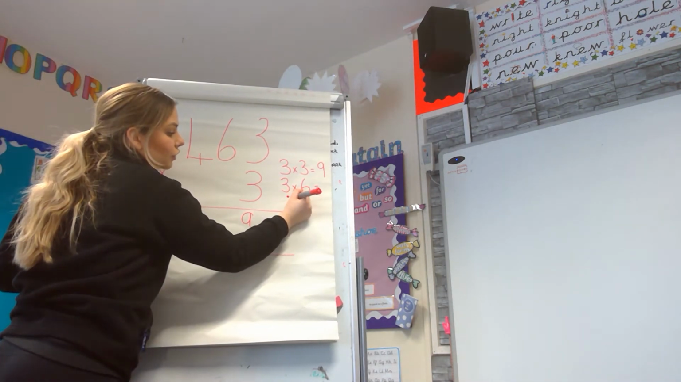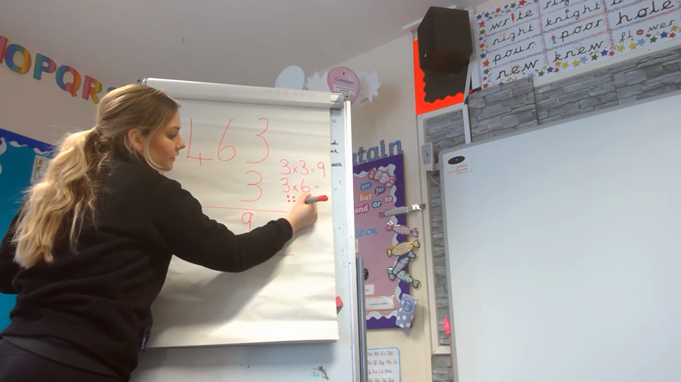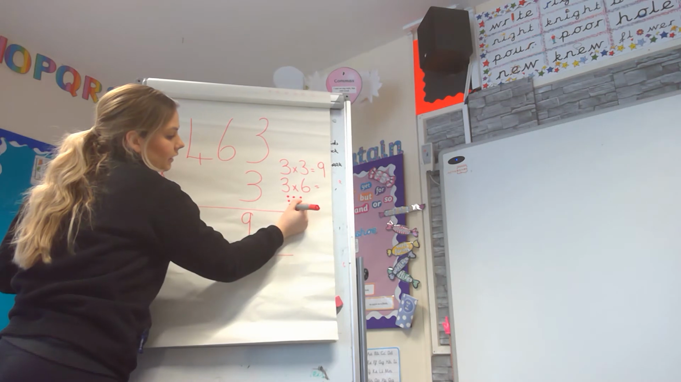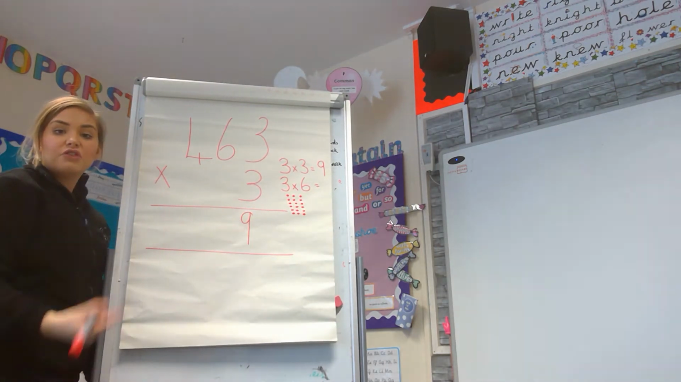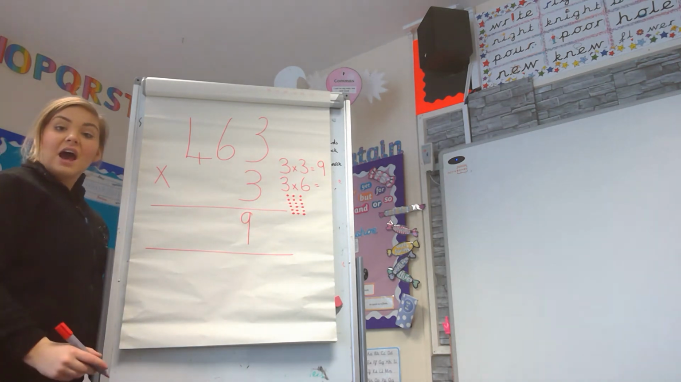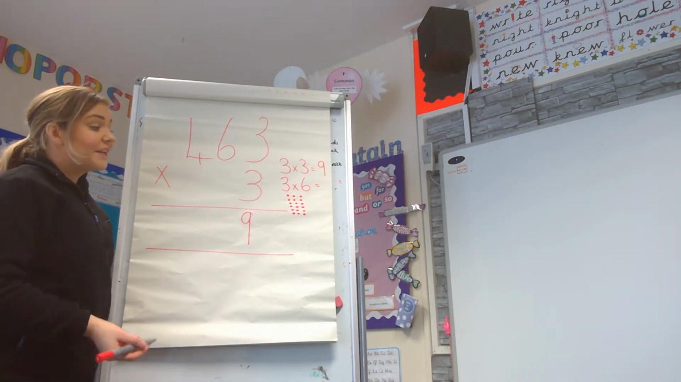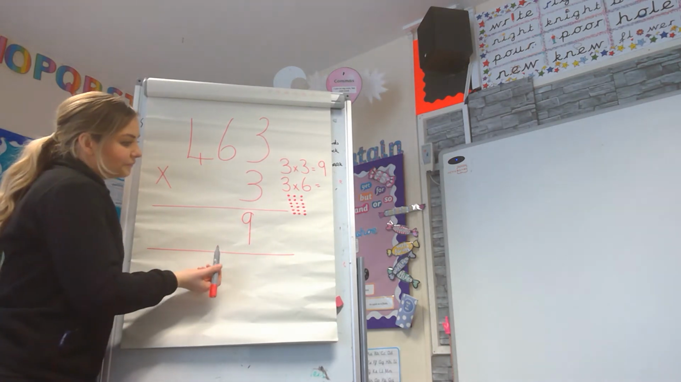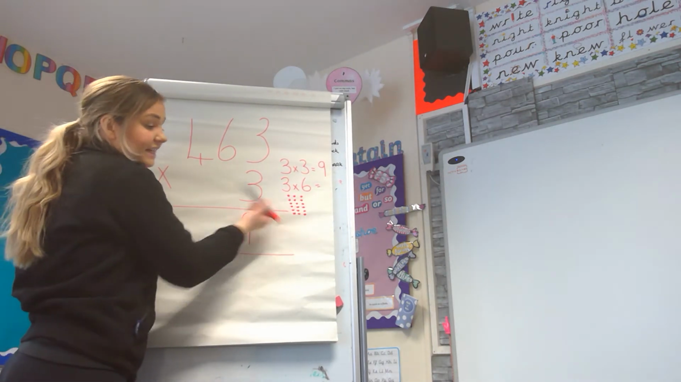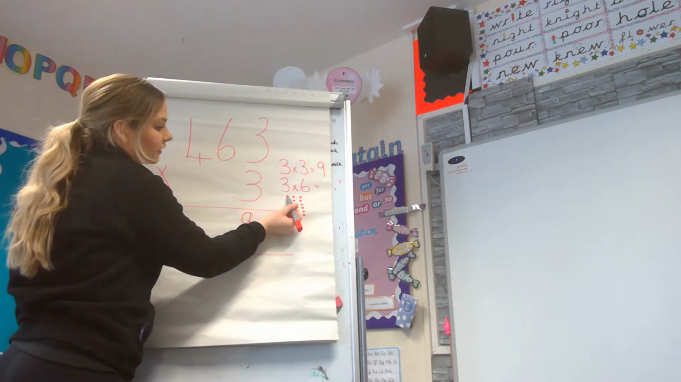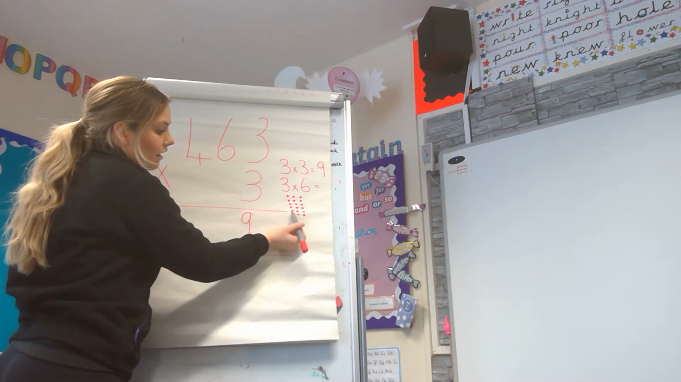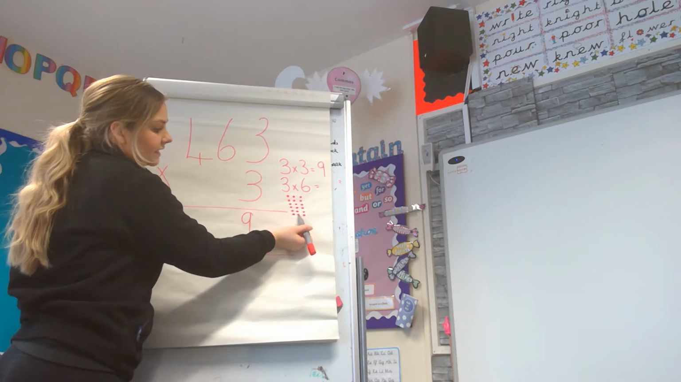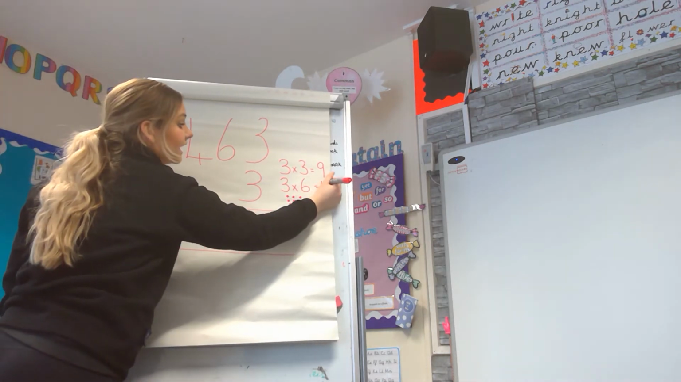So here I have drawn an array. I've drawn 3 lots of 6, 3 groups of 6, to help me work out my answer. Now what I'm going to do is count all the dots all together. 1, 2, 3, 4, 5, 6, 7, 8, 9, 10, 11, 12, 13, 14, 15, 16, 17, 18. So 6 times 3 equals 18.